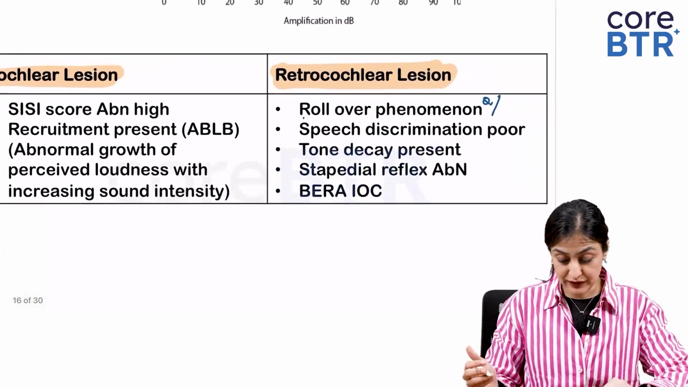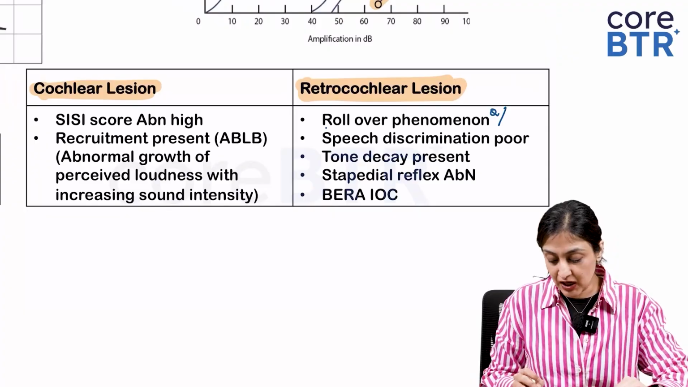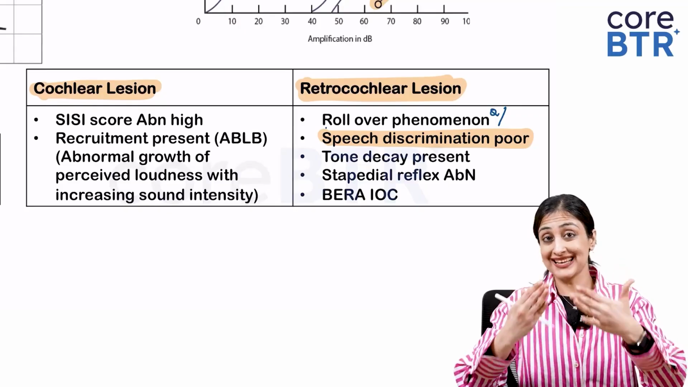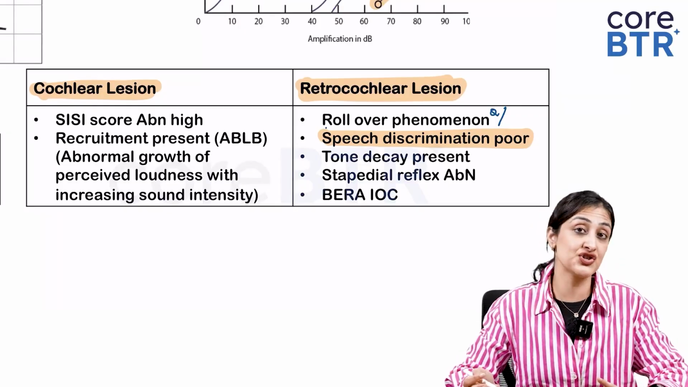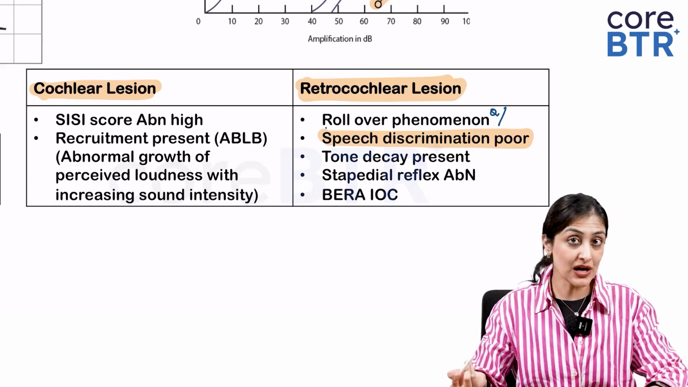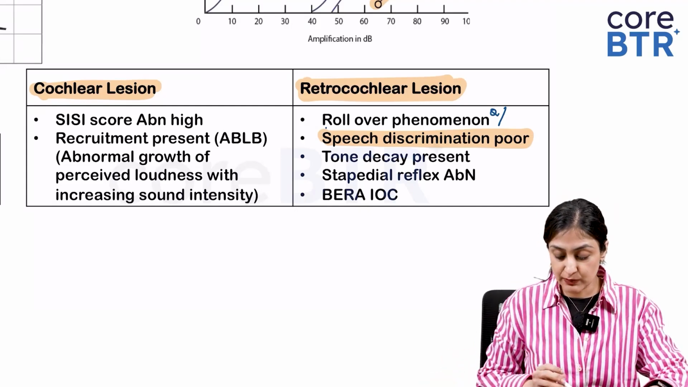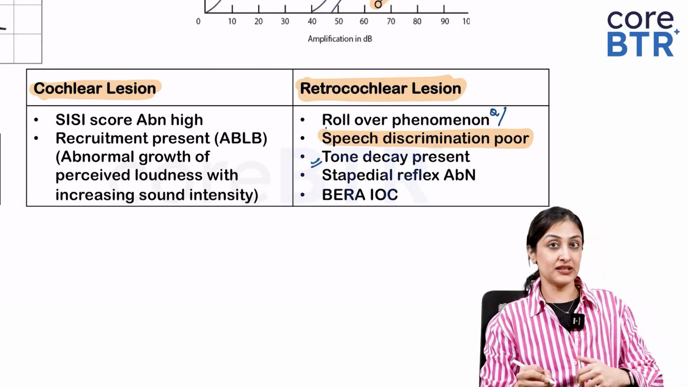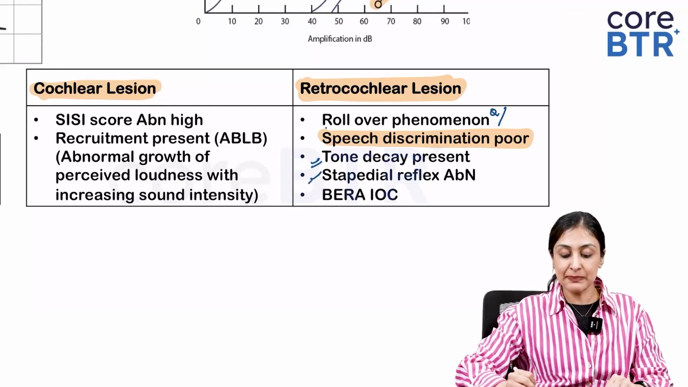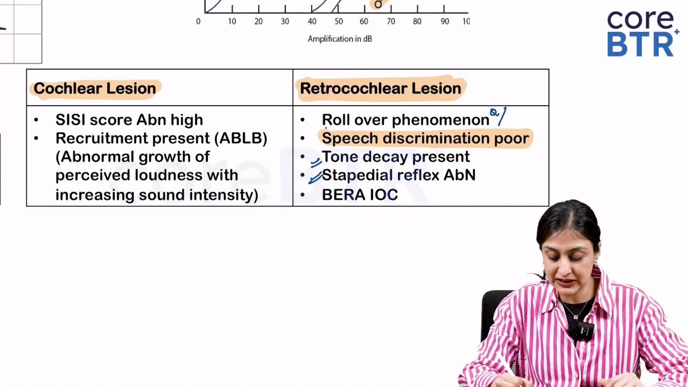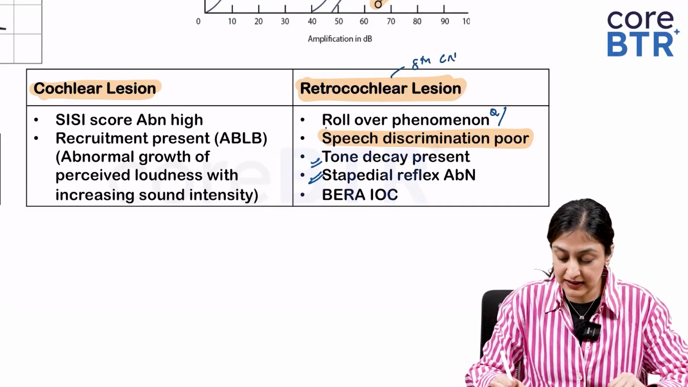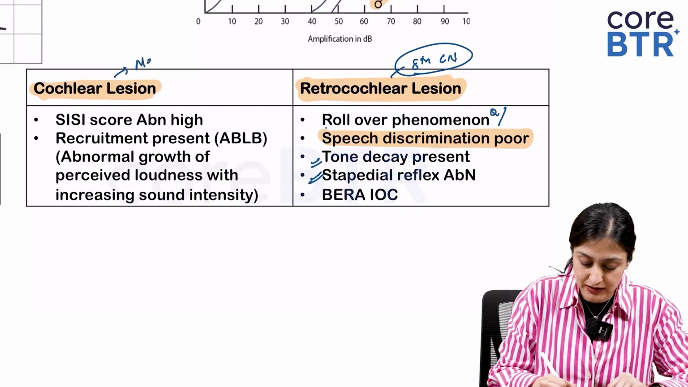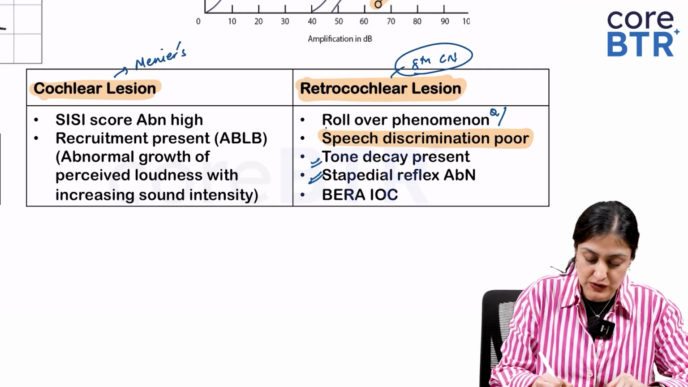Then you will remember the other buzzword for retrocochlear, speech discrimination. It means they are hearing but they are not able to differentiate similar words or sounds. So speech discrimination is poor. Apart from that, you will be able to figure out any nerve-related thing: tone decay, stapedial reflex, eighth cranial nerve. What is the meaning of retrocochlear? Eighth cranial nerve, the prototype being vestibular schwannoma. The cochlear prototype is Meniere's, right? Any cochlear cause. So this is Meniere's.